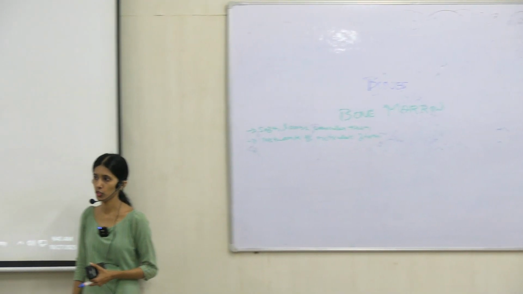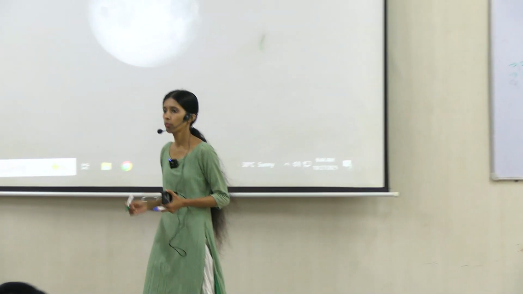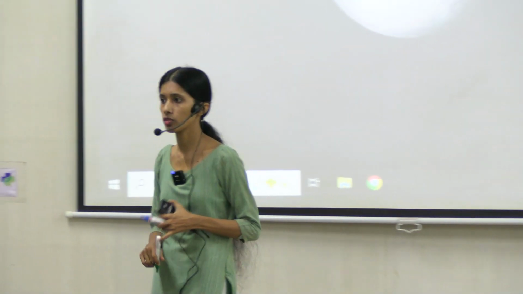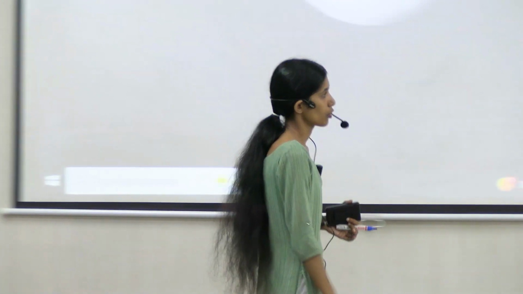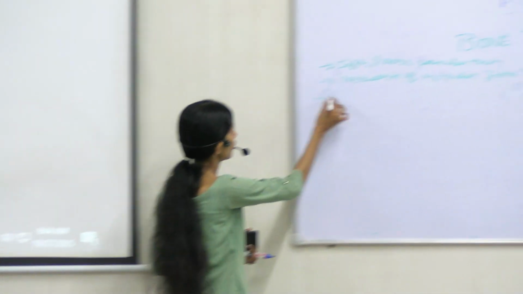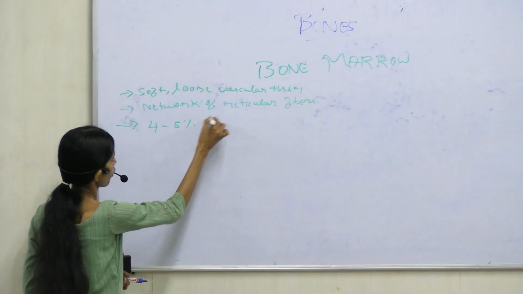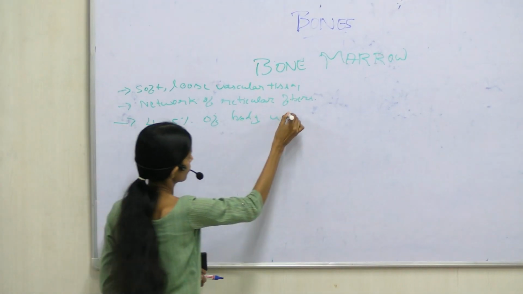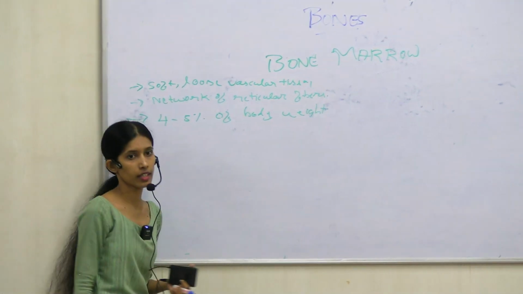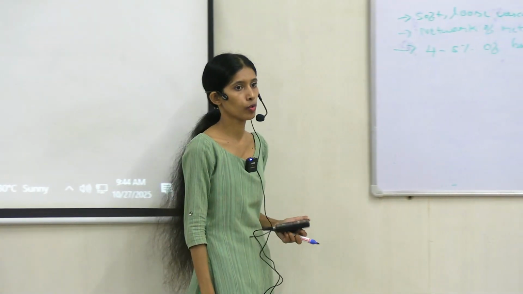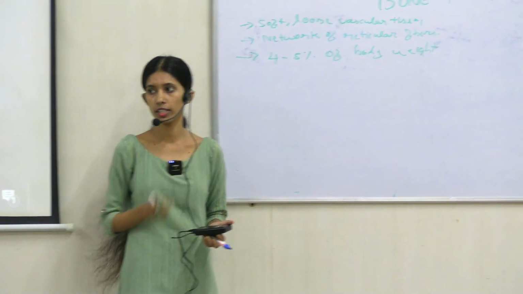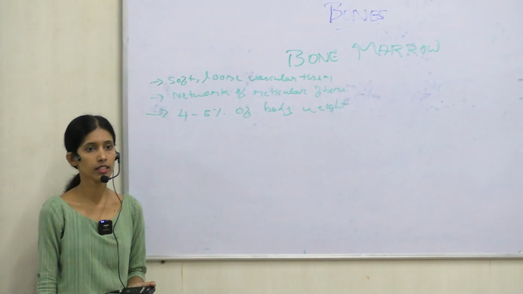Okay, remember this definition. Bone marrow is a soft, loose, vascular tissue which contains a network of reticular fibers. Your bone marrow makes up 4 or 5% of body weight in a healthy adult human.